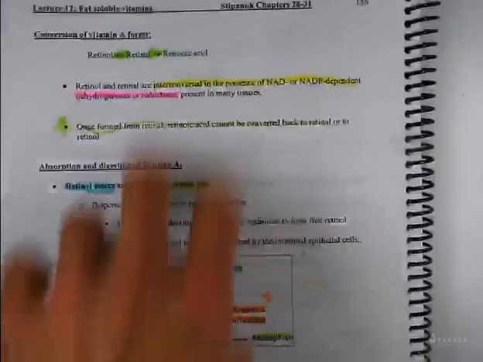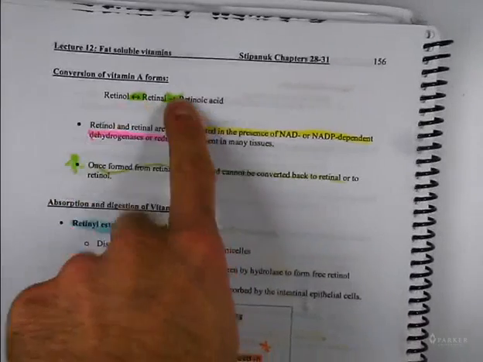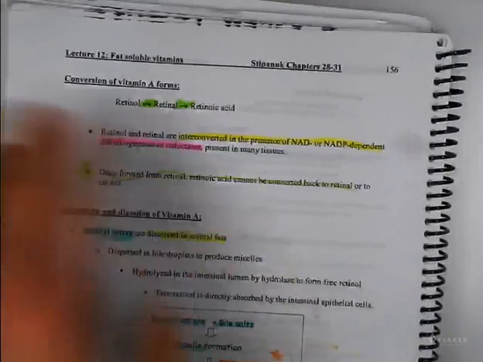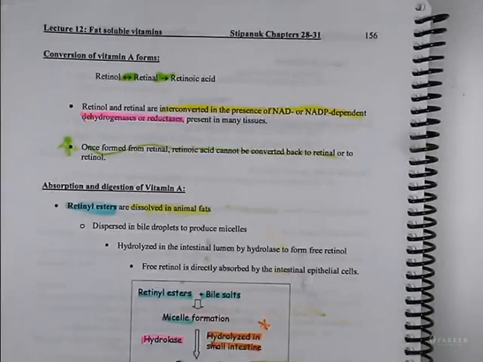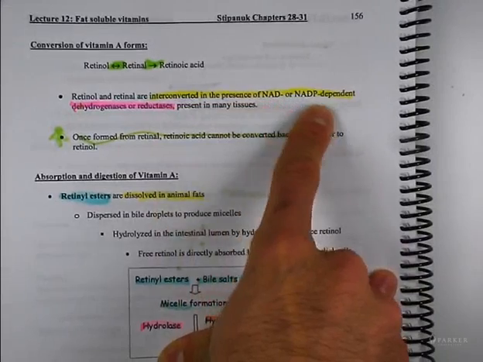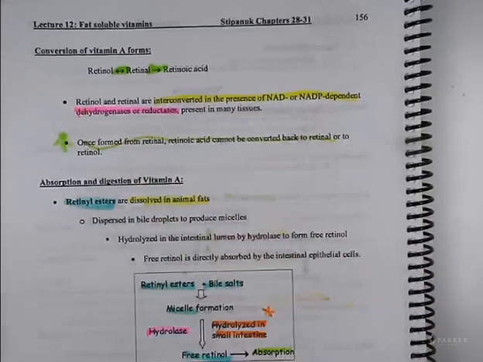Okay. So we can interconvert it. Please note that once it goes to retinoic acid, it cannot go backwards. That might be a TQ. Once it goes to retinoic acid, that is a final conversion. It cannot go backwards. Retinol and retinal are interconverted in the presence of NAD or NADP-dependent dehydrogenases or reductases. So what vitamin do we need to interconvert them?